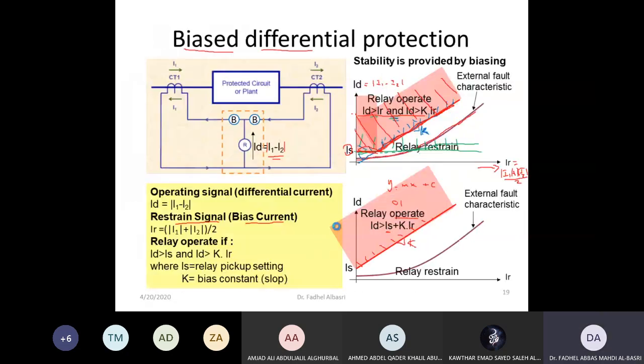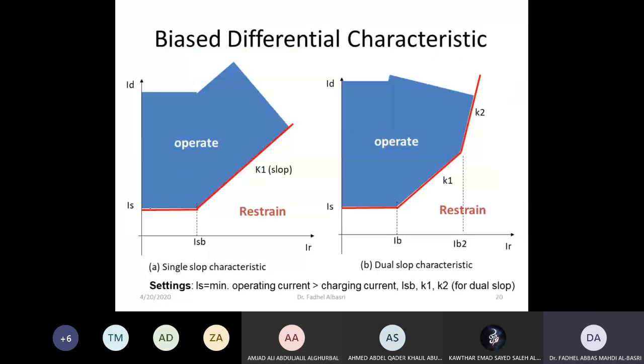Now, different manufacturers provide different characteristics: some give you a single slope characteristic, some give you a dual slope characteristic. At the end, what you want to achieve is to mimic the slope of the error curve as much as possible, so that we have better sensitivity.